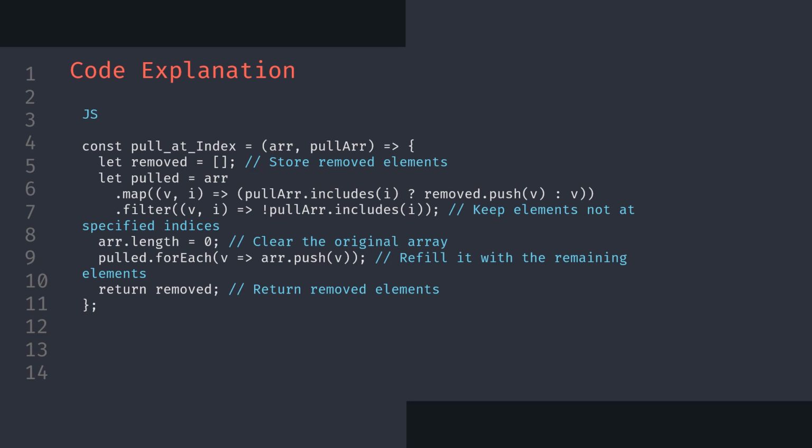Use the filter method to retain elements that do not match the specified indices. We clear the original array and refill it with the remaining values using forEach. Finally, we return the removed array.